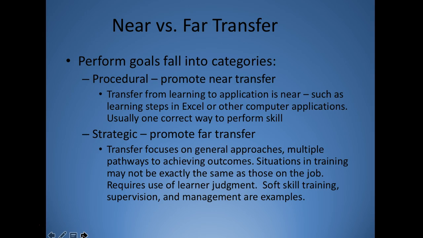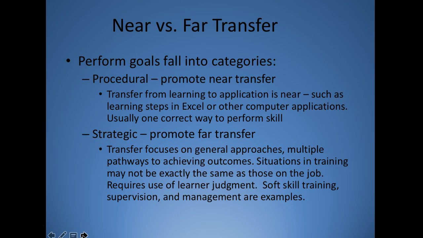So when we talk about two types of performance goals, they fall into two different categories, and we call them near and far transfer, which sounds a little different at first, but when you think about it, it makes sense. You have what's called a procedural performance goal, and that promotes near transfer. That is something like if you're learning a new software product, because there's usually one correct way to perform that skill, so it's pretty lockstep in what you learn. You learn that this is the way you do it always.